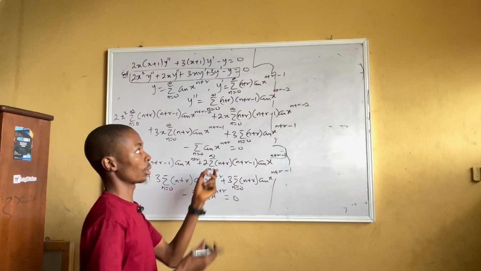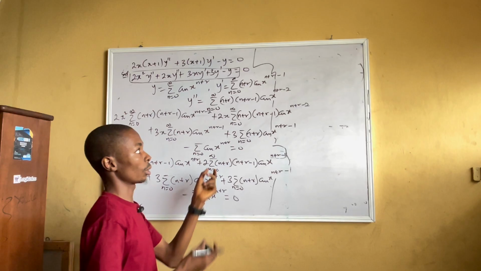Then the third one will be 3 summation n from 0 of n plus r a n x to n plus r, plus 3 summation, now it will start from 1 to infinity, of n plus r a n x to n plus r minus 1, then minus summation n from 0 of a n x raised power n plus r, all equals to 0.